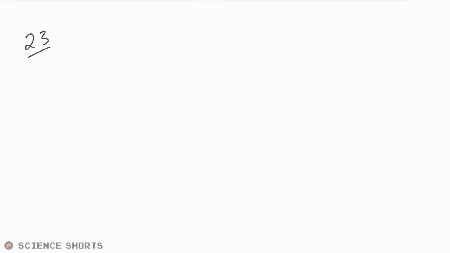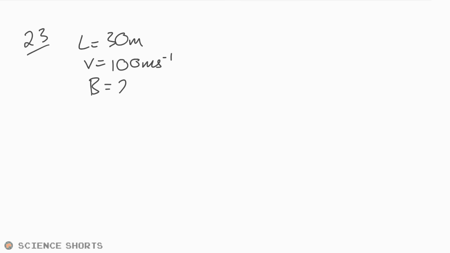23, we have the distance between the wingtips, and we have a speed of 100 meters per second, and we have flux density of 2 times 10 to the minus 7 Tesla. What's the EMF? EMF is equal to BLV. If you can't remember that, then have a look at my video and see if you can derive it.